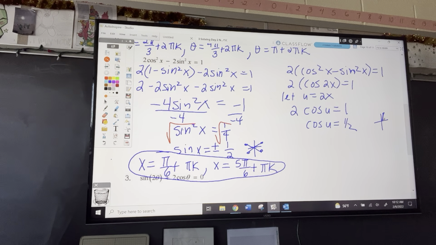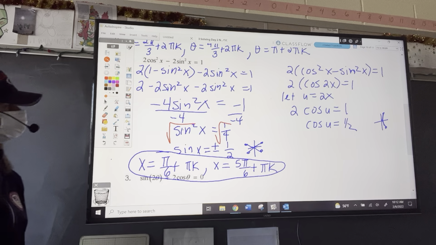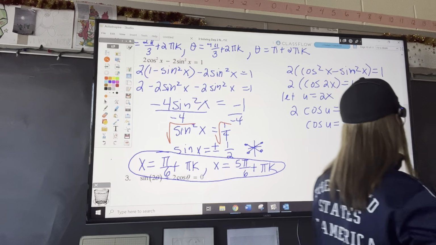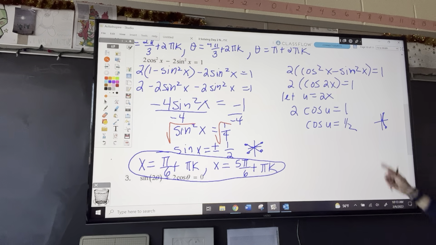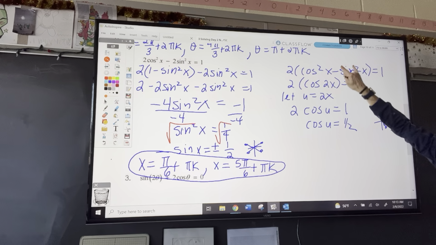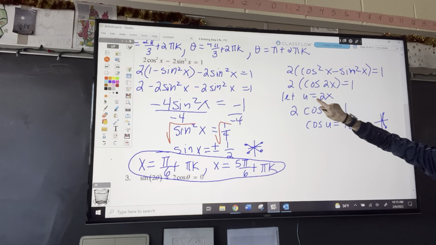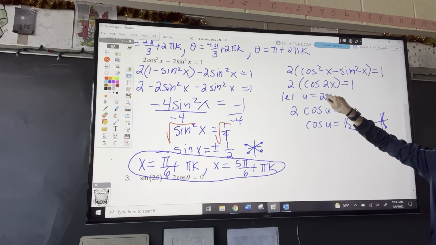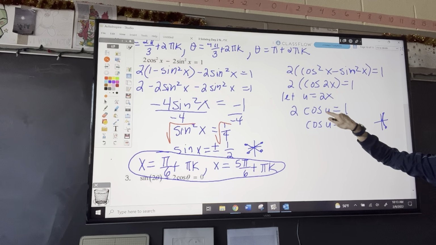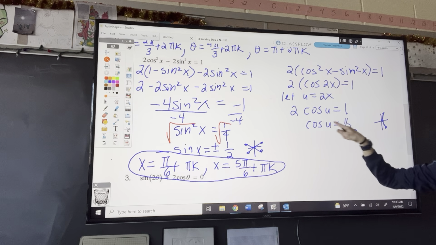I'll stop right there for just a second. See if anyone has questions. Because we're not finished, because we have to substitute the 2x back in for the u. So, substitution, cosine of 2x using a formula. U substitution, we're going to let u equal 2x. So we're going to substitute in for this 2x a u. Then divide both sides by 2.